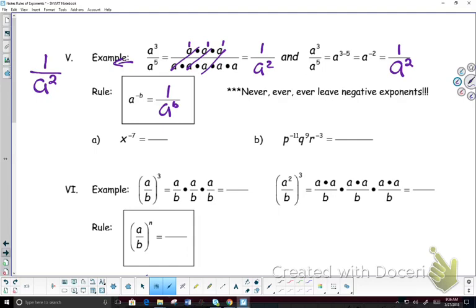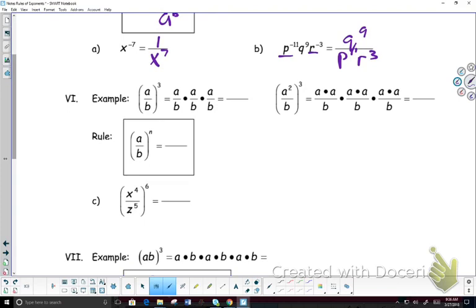So x to the negative 7th is 1 over x to the positive 7. If you want to make the negative exponent go away, just move it. P to the negative 11 goes into the denominator as p to the 11. R to the negative 3 goes into the denominator. And both of those exponents now are positive. Q to the 9th just stays on top. Okay? So that's how you make a negative exponent go away.